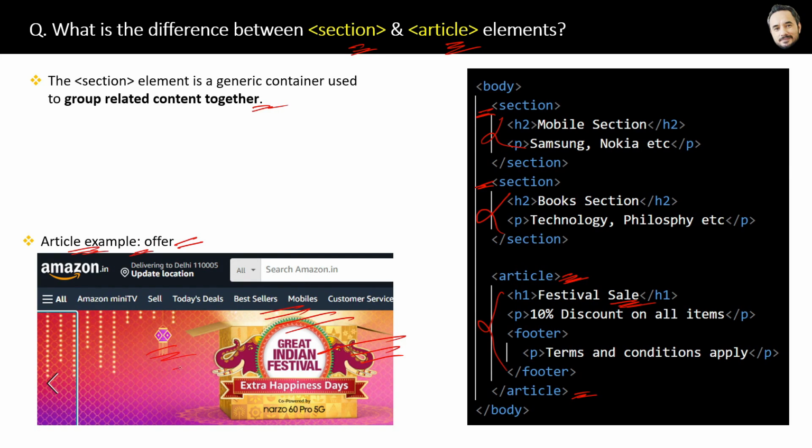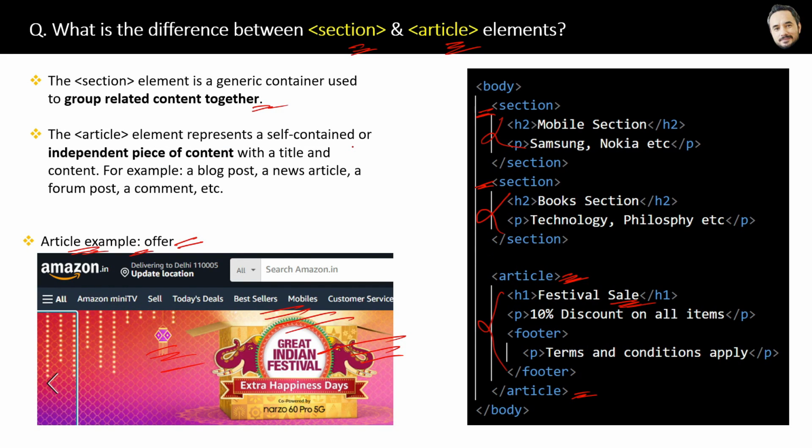So that's an example. The definition is: the article element represents a self-contained or independent piece of content with a title and content. For example, other than this, a blog post, a news article, a forum post, a comment, an offer, those are the examples of article, whose purpose is significantly different from the sections. Okay, that's the answer.